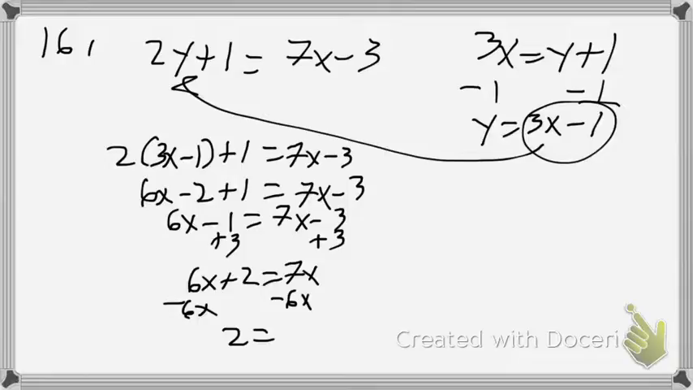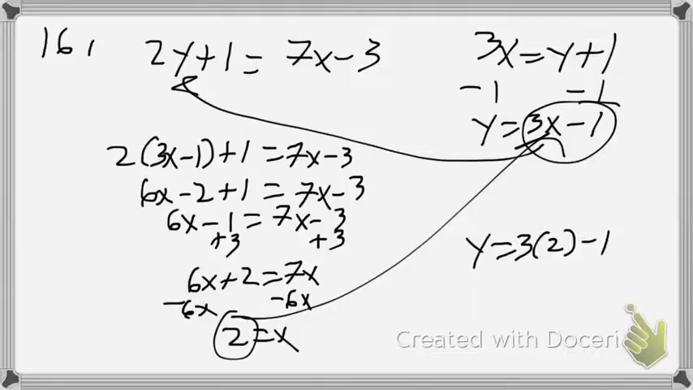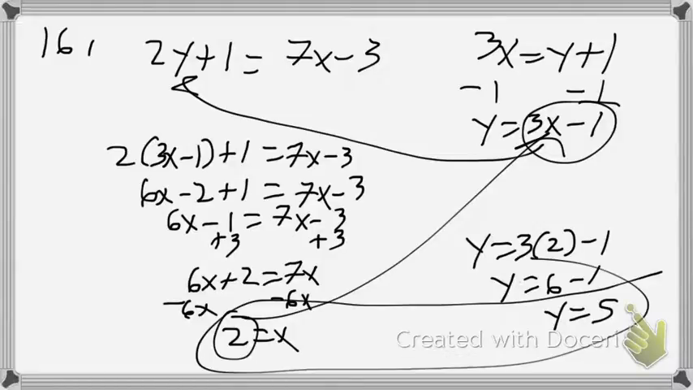Plug that 2 back up top into the x, and we get y equals 3 times 2 minus 1. Y equals 6 minus 1. Y equals 5. So we have x equals 2, y equals 5. Notice if we plug those in, we get 11 equals 11. And so that's how we check our work. We go back, we plug back in our variables, make sure that they give us the answers we're expecting. In this case, the answers we're expecting are that opposite sides are congruent.